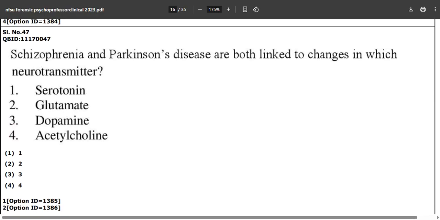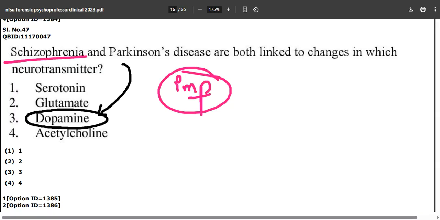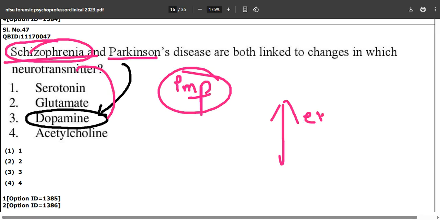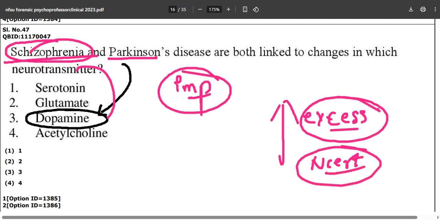Both are linked to changes in which neurotransmitter? So what is the correct answer? It is dopamine over here. Now, what is dopamine doing? It is giving you pleasure. And one more important thing you need to remember about schizophrenia and Parkinson's: in schizophrenia, dopamine is in excess, and you will find the same statement in NCERT as well. In NCERT it is mentioned clearly that if you have high dopamine, you will have schizophrenia, if dopamine is in excess in your brain.